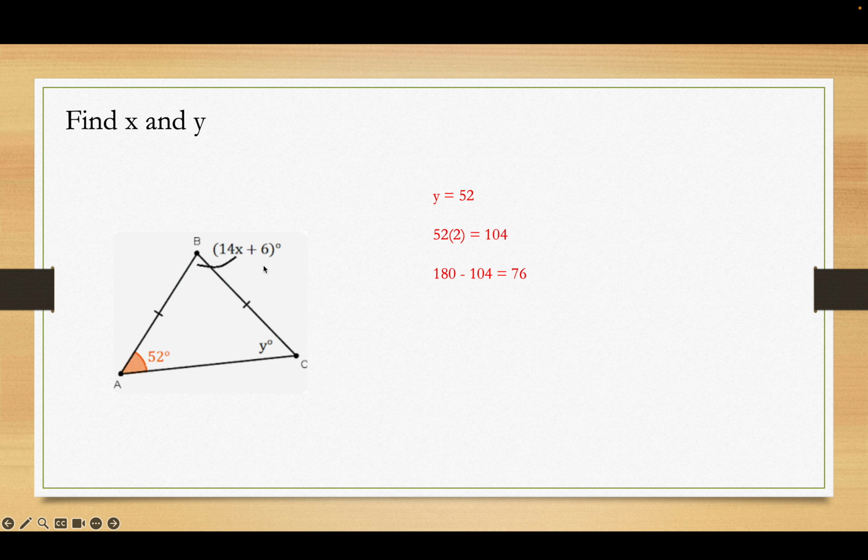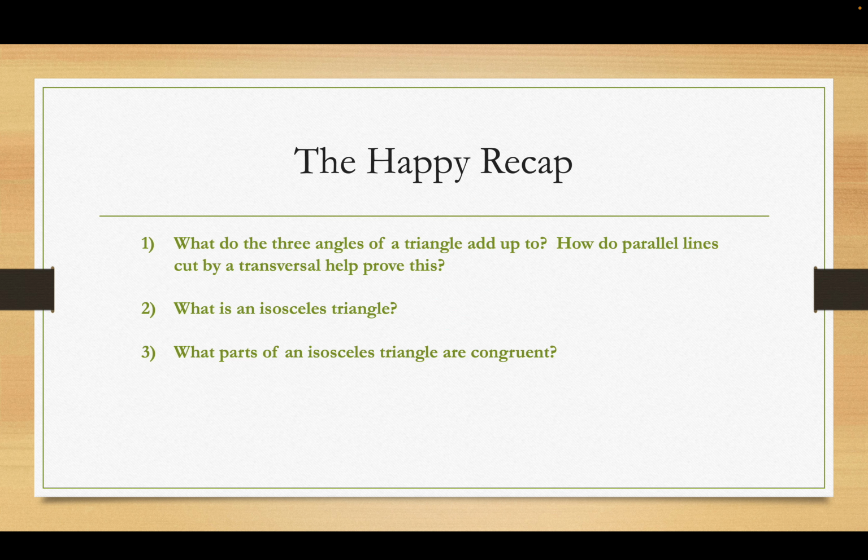But they say it's 14x plus 6. So 14x plus 6 has to equal 76. Subtracting the 6 and then dividing the 70 by 14, x is 5. Okay? All right. The happy recap.